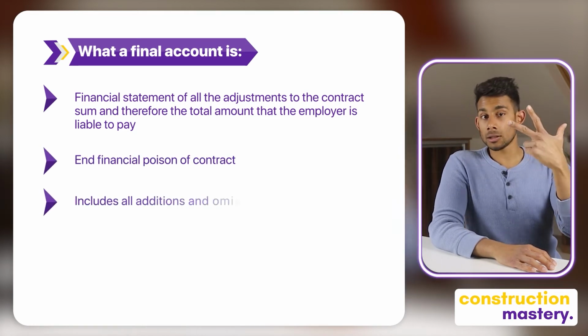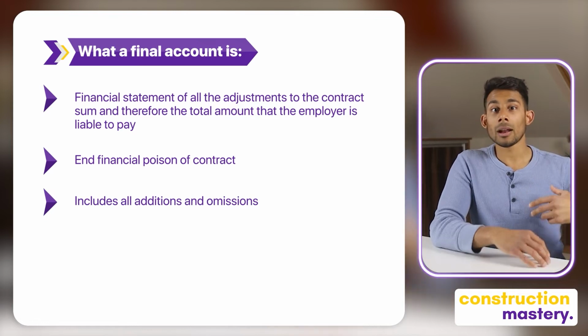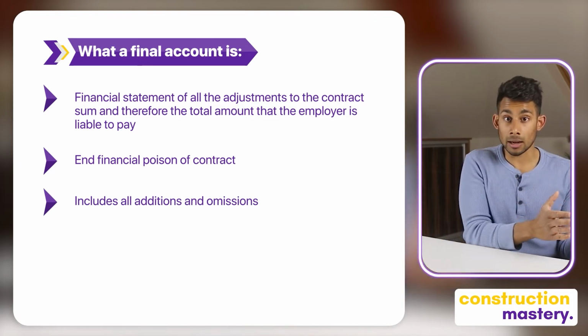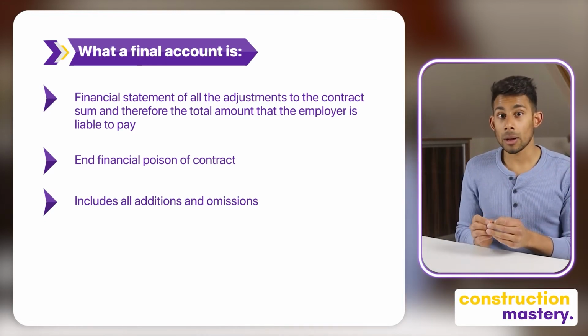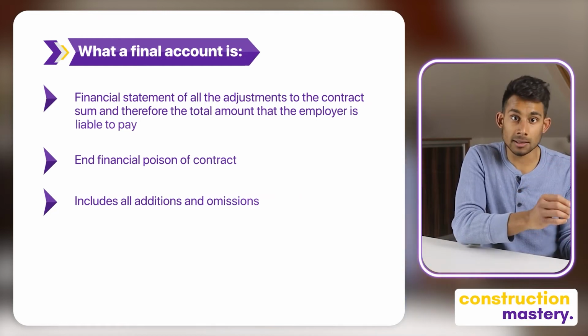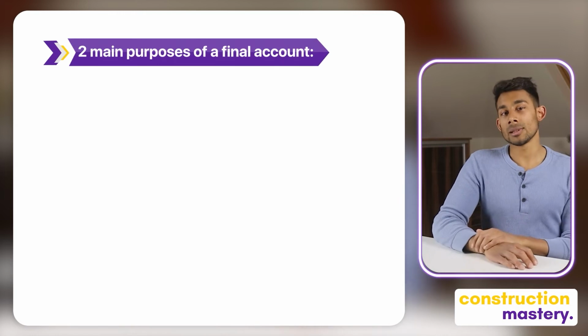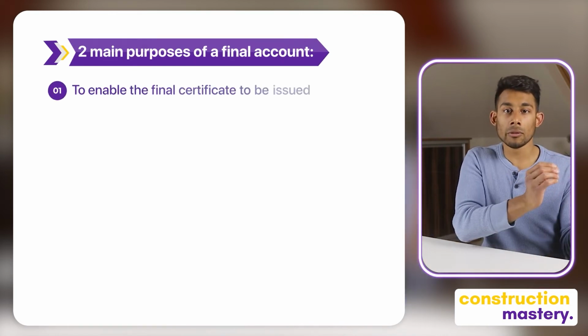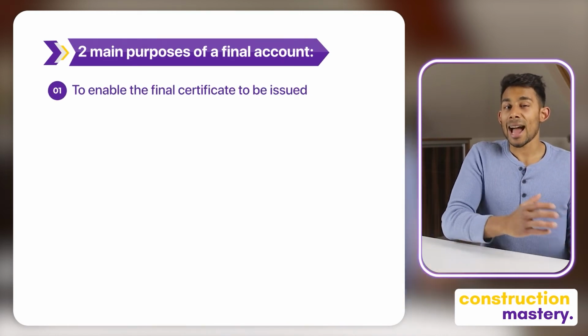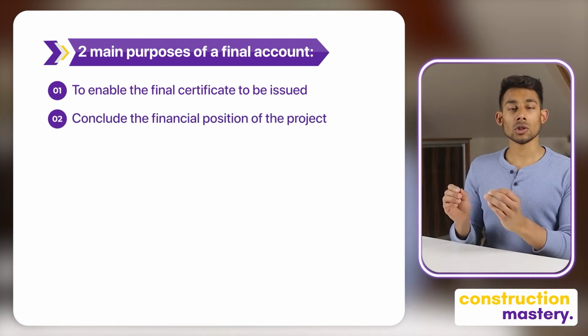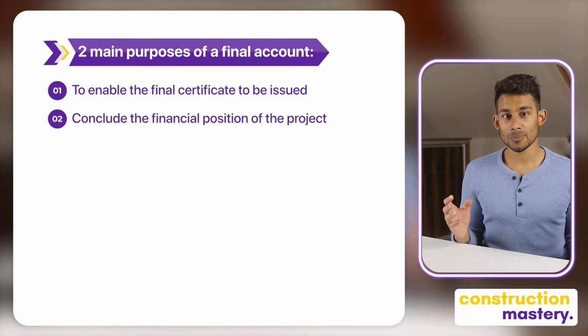It includes all additions and omissions. And the final account is prepared by the quantity surveyor under a traditional contract, and is prepared by the employer's agent under a design and build contract. And the final account has two main purposes. Number one, to enable the final certificate to be issued. And number two, to conclude the financial position of the project.